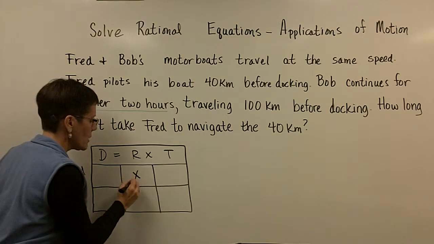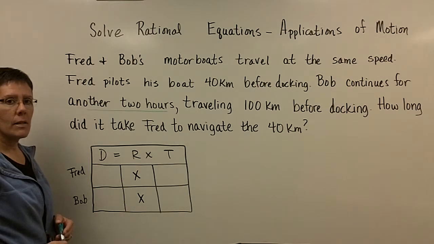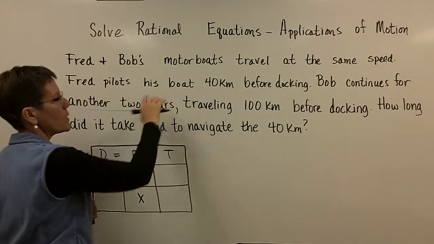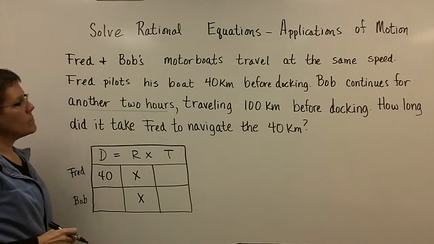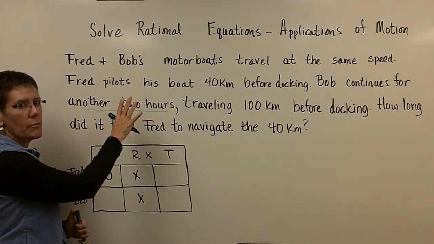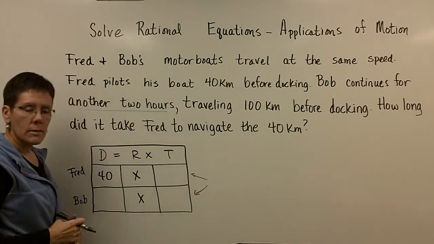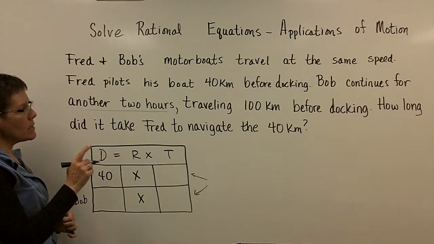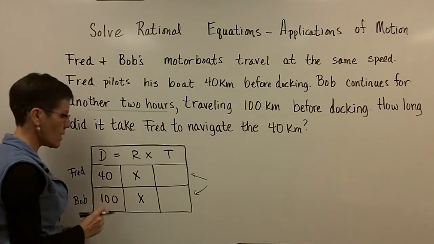So I'm going to fill in these first two columns with x's. Fred pilots his boat 40 kilometers before he docks it. Bob continues for another 2 hours, but let's hold that information for a minute because we're going to make these into fractions, and talk about how they add or subtract to equal those 2 hours. But Bob's going to continue for another 2 hours, and he's going to travel 100 kilometers.